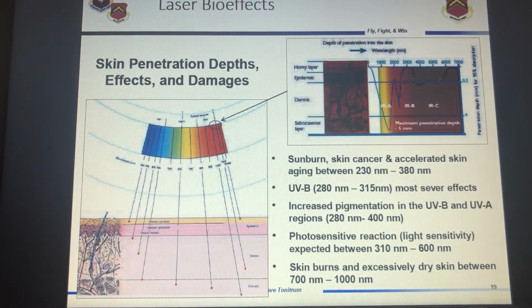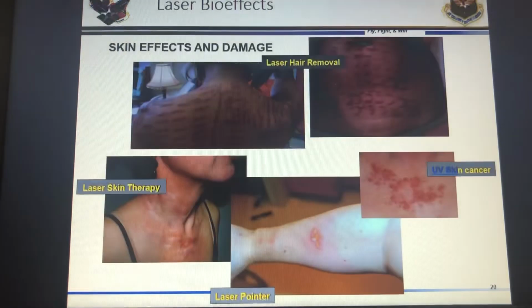So this laser is obviously meant for cutting tissue. This discusses going through skin and at what nanometers that occurs, but that's obviously why we purchased the laser in the first place, to cut tissue, and that can happen. These are some of the effects of different types of lasers, such as laser pointers and laser hair removal.